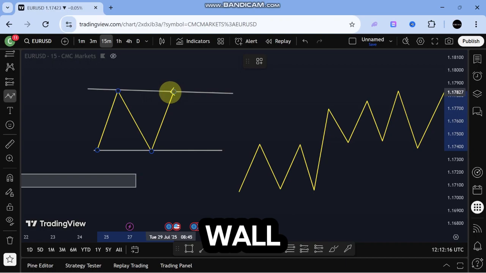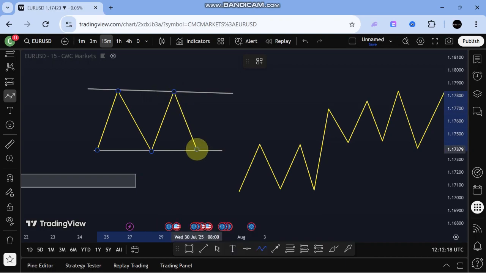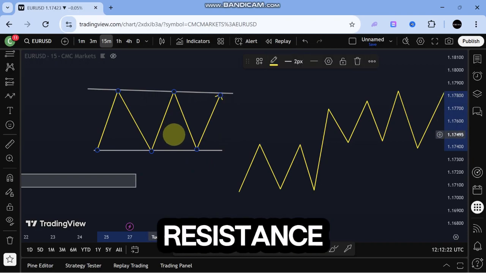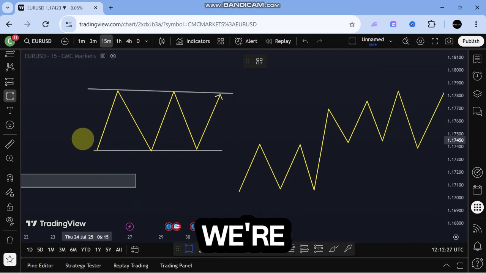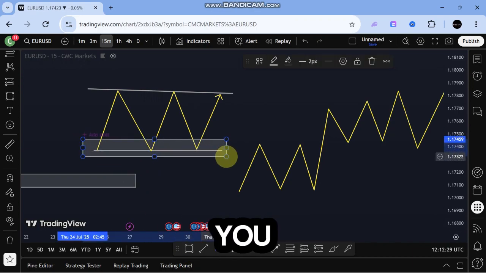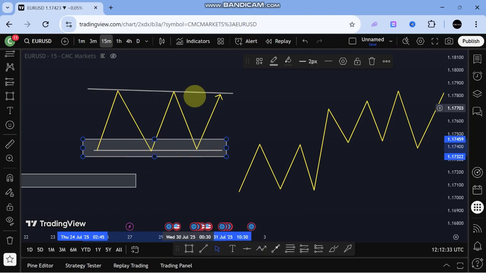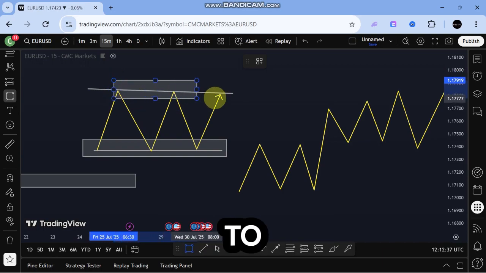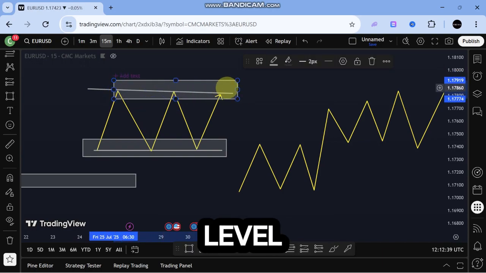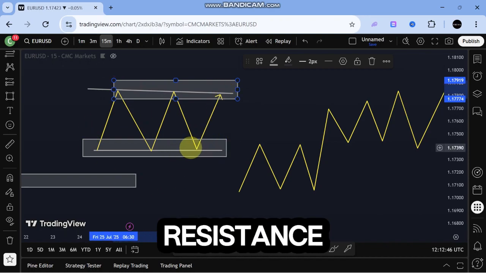The resistance level will reject price downward, while the support level bounces price upward. That is what support and resistance levels mean. At the support level, we should be looking to buy, because when price gets to this level, price always bounces upward. And at the resistance level, we should be looking to sell, because when price gets to this level, price always comes down. These are the basics of support and resistance.